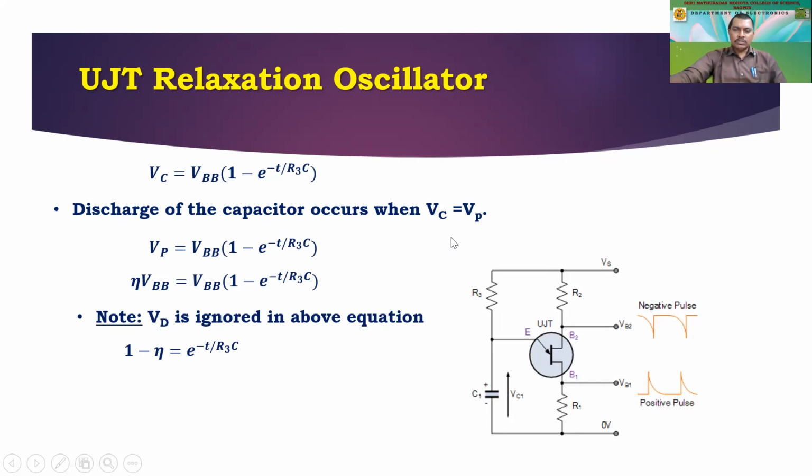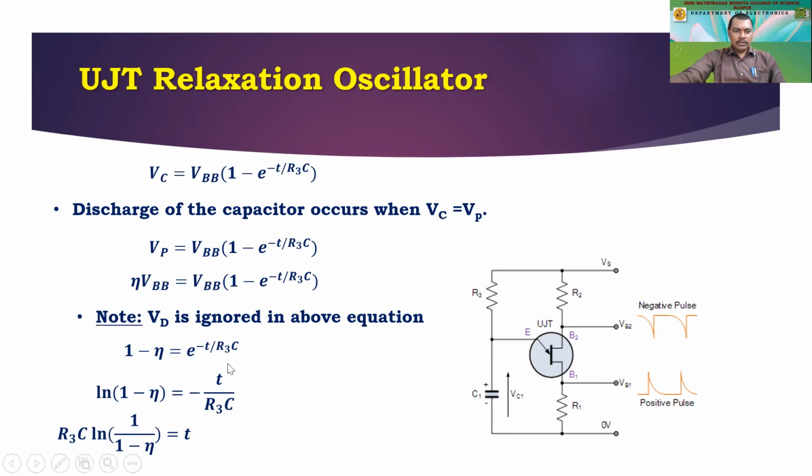Discharge of a capacitor occurs when VC equals VP. So VP equals VBB into 1 minus e raised to the power t by R3 C, and VP can be written as eta into VBB. Since the voltage drop across the resistance is being ignored, we have 1 minus eta equal to e raised to the power minus t by R3 C. This is the equation. If you solve it, we will have the value of the time constant: R3 C ln of 1 by 1 minus eta.